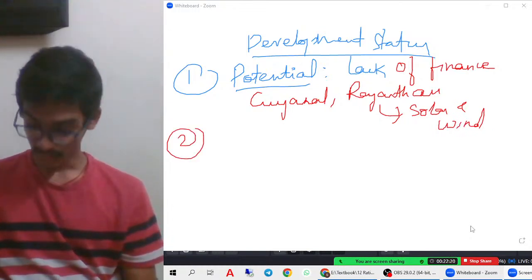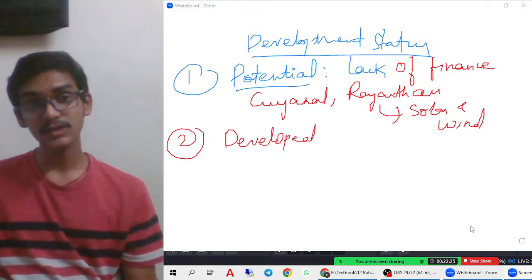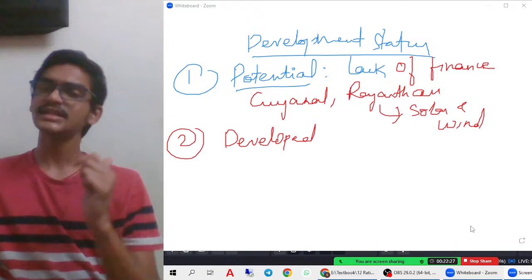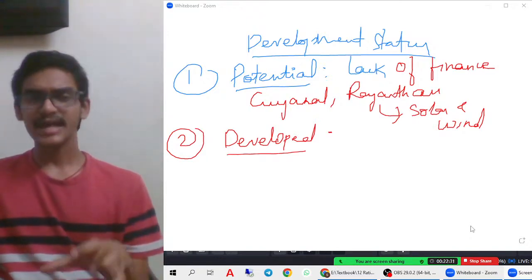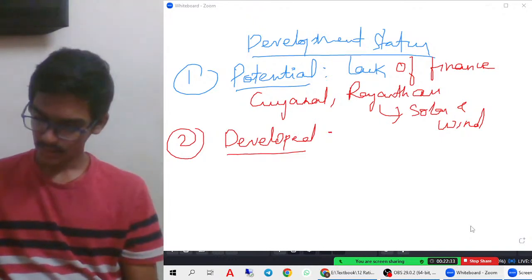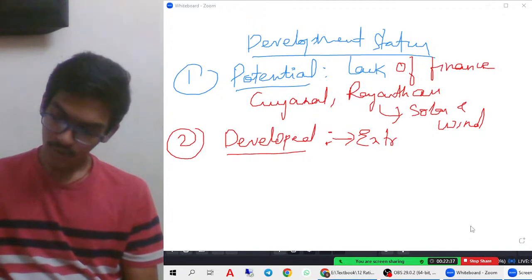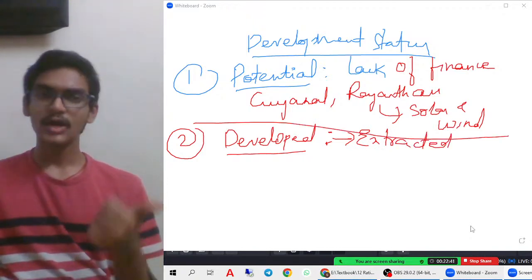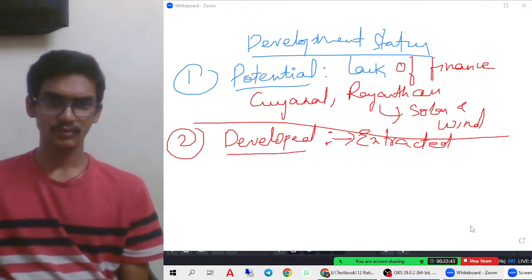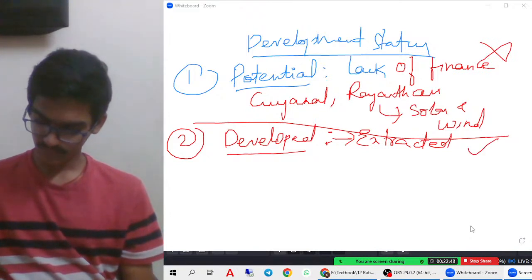Then we have developed resources. Developed resources are resources whose quality and quantity have been examined, and they are extracted presently also. For example, the different kinds of resources available in a country are extracted. So we actually know about their development status, that means we also know their quantity. Whereas potential resources are not extracted presently, these are extracted.